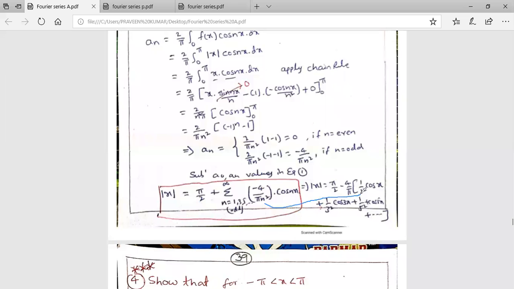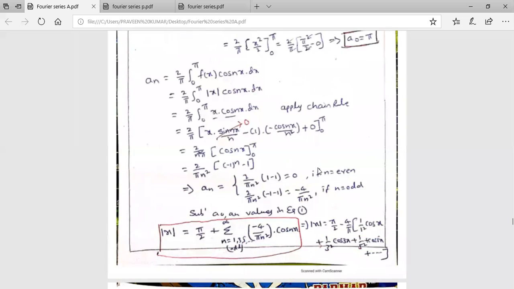N is equal to 1, 1 square. So I'm taking n is equal to 1, cos nx. I'm taking n is equal to 3 as the second term. So 1 by 3 square cos 3x. I'm taking n is equal to 5. So 1 by 5 square cos 5x, and so on. So like this, we are going to get that respective series.